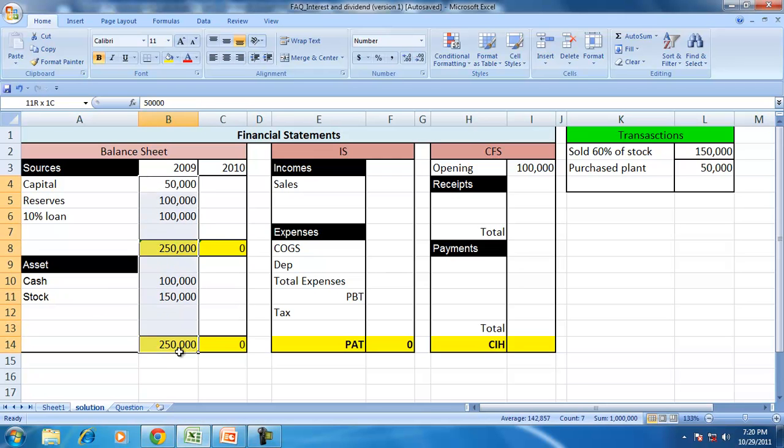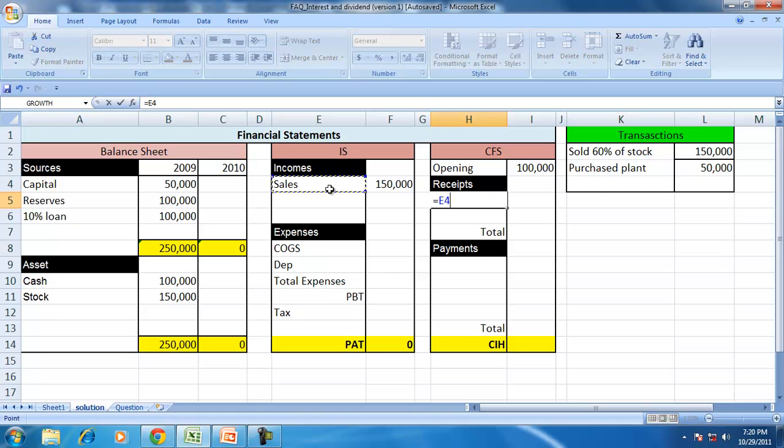So we have this opening balance sheet with the assets and corresponding sources, and we have only two transactions: sold stock and purchase plant. So 60% of the stock is sold for 150,000, and let us assume that the entire sales is for cash, so therefore it is also a cash flow.